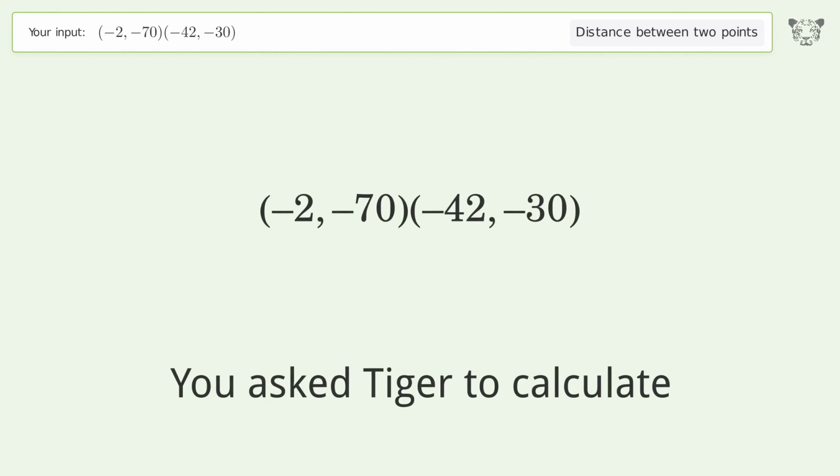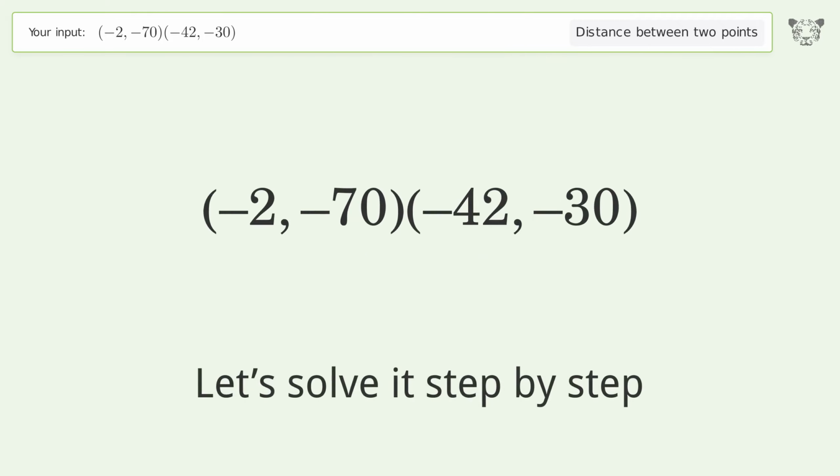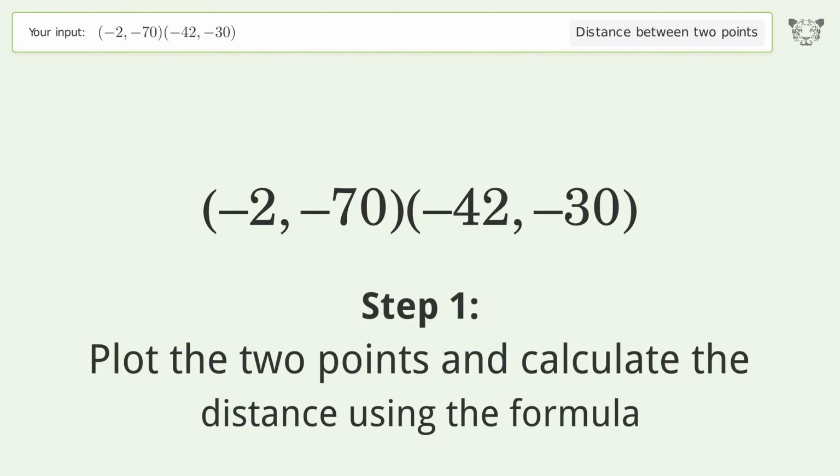You ask Tiger to calculate. This deals with the distance between 2 points. The distance between the 2 points is the square root of 3,200, or 56.569. Let's solve it step by step. Plot the 2 points and calculate the distance using the formula.